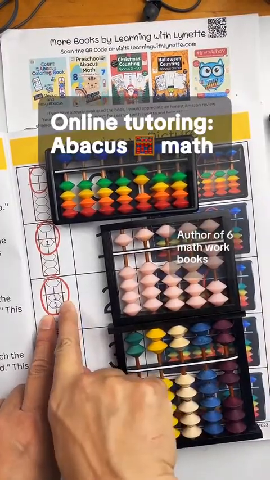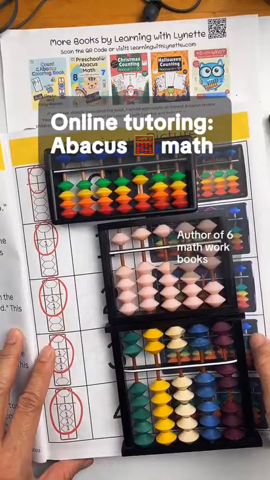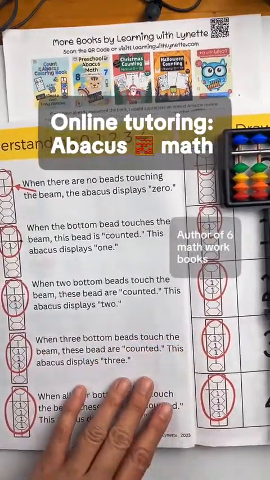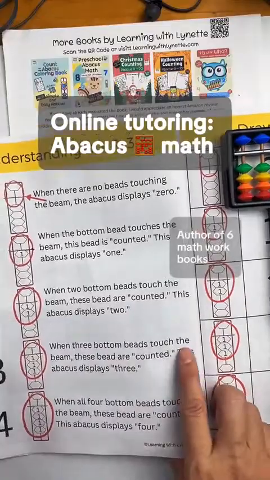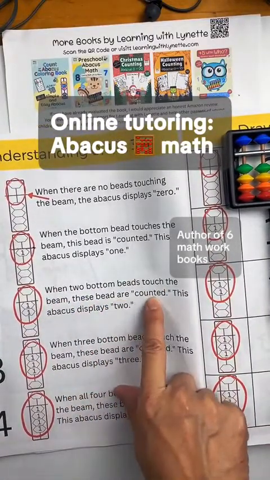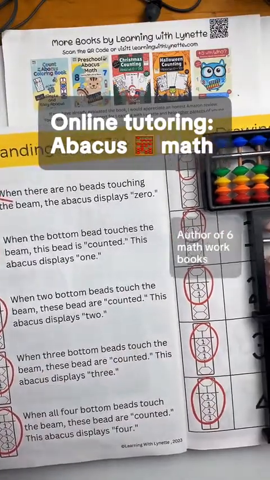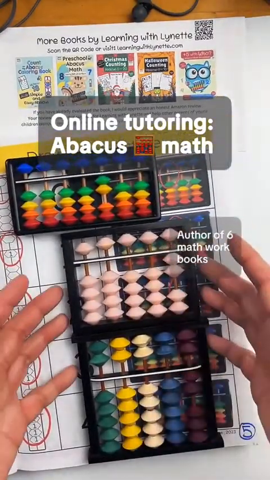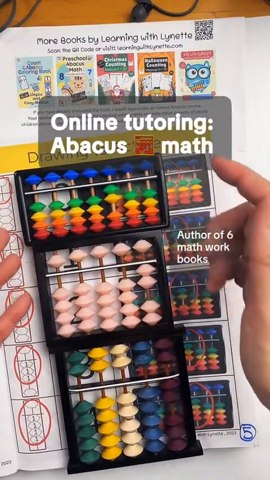So when we go into the rest of the worksheets, we can see what it looks like. And then here I have an explanation of what it is. It's 1 bead on top or 2 beads on the bottom. So this one says 2 beads touching the beam. These beads are counted. I need to change that. This is what we call the abacus displaying 2. So this is 2, and this is 2.